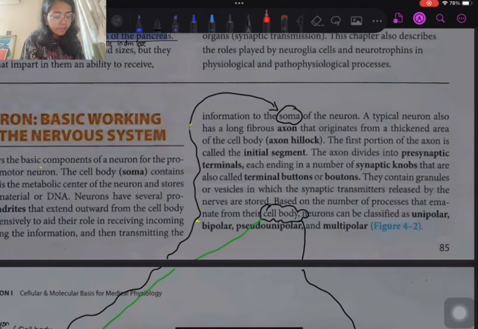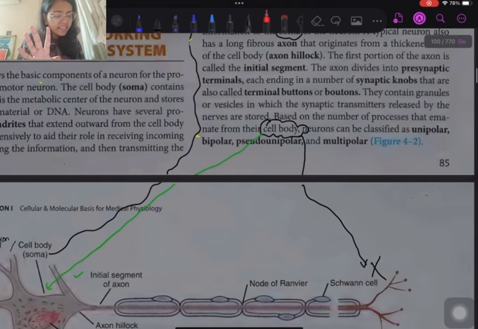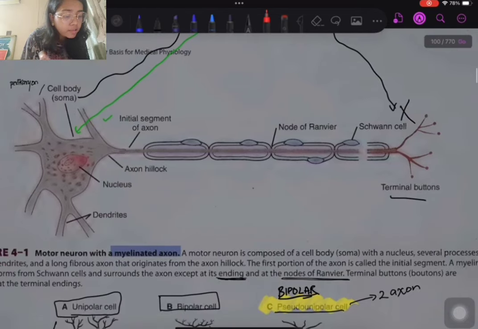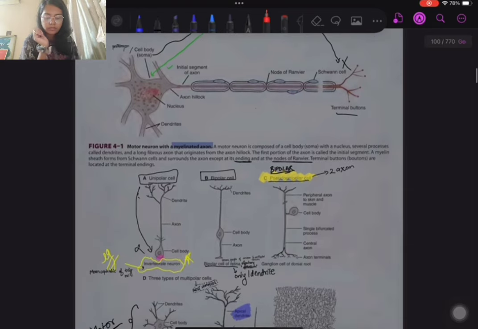The axon divides into presynaptic terminals, each ending in a number of synaptic knobs that are called terminal buttons or boutons. They contain granules or vesicles in which the synaptic transmitters released by the nerves are stored. Based on the number of processes that emerge from the cell body, neurons can be classified into unipolar, bipolar, pseudounipolar, or multipolar. So what they have said is, the initial segment is the first part of the axon. The axon will divide into these presynaptic terminals, which again will terminate into terminal buttons or boutons.